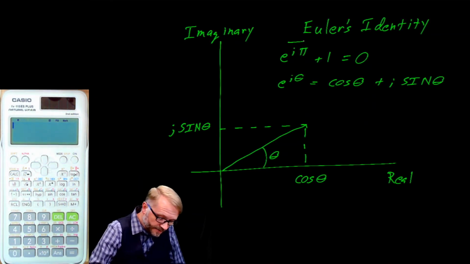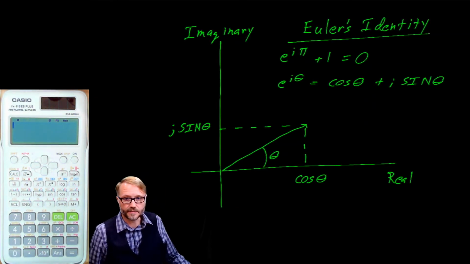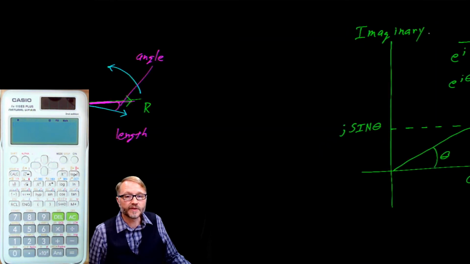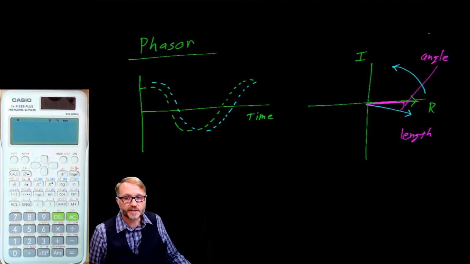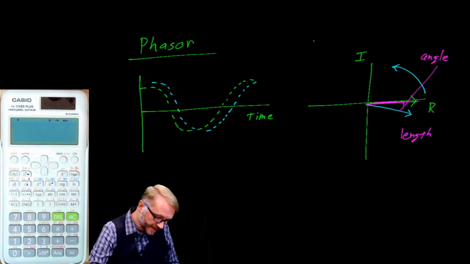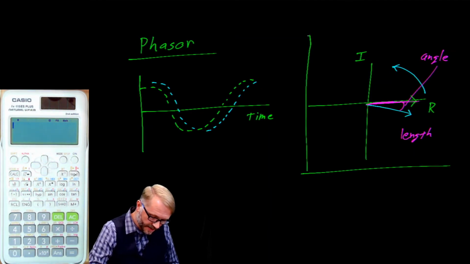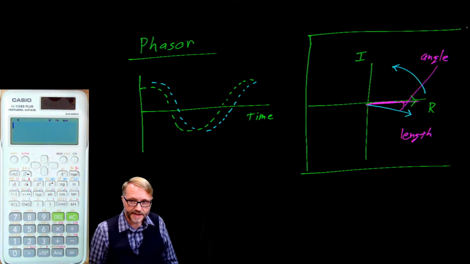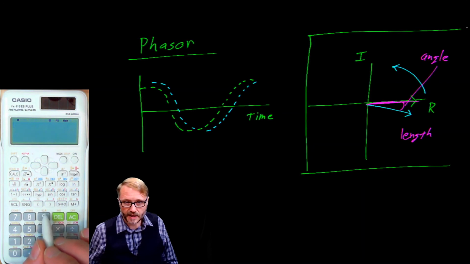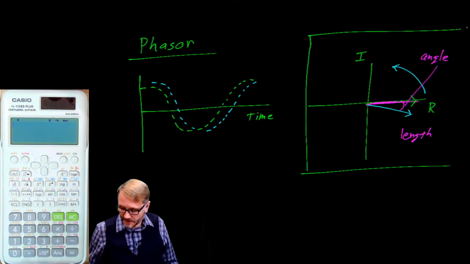Anywho, maybe you knew about Euler's identity and maybe you didn't. If you didn't, that's all right. Just know that we're going to come back here. We are going to perform our calculations using diagrams that look like this, and we are going to lean very heavily on our calculators. If you don't have this calculator, I would encourage you to get it.